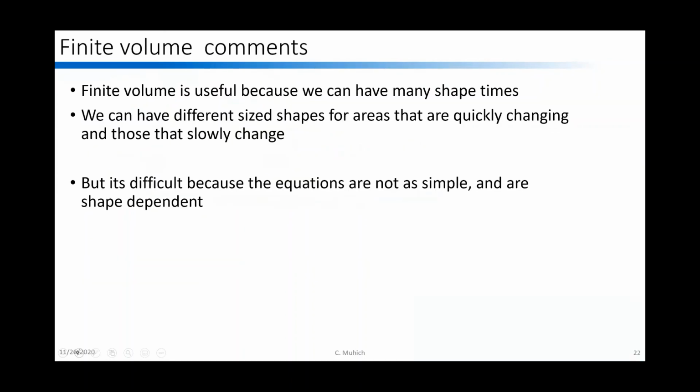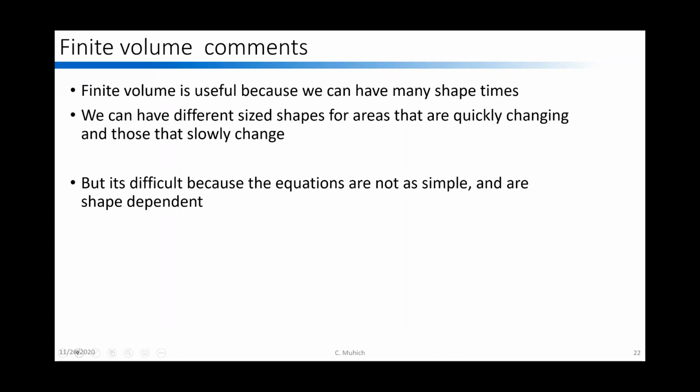So let's make some final comments. So the finite volume method is useful because we can have many shape types. We could consider triangles, squares, many different types, and we can then differently shape those sizes so we can concentrate our computational effort in the regions where things are changing either fast, so having very small volumes, or slowly, and thereby having larger volumes. That way we can spend the computational resources where we need them.